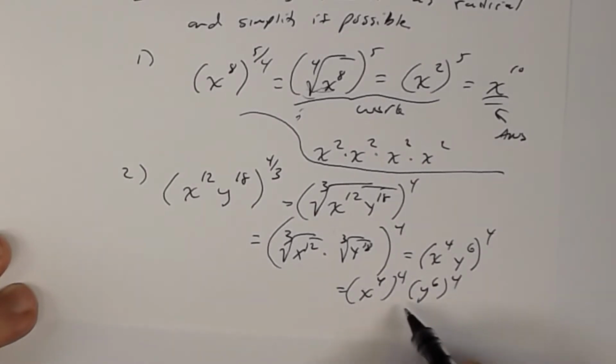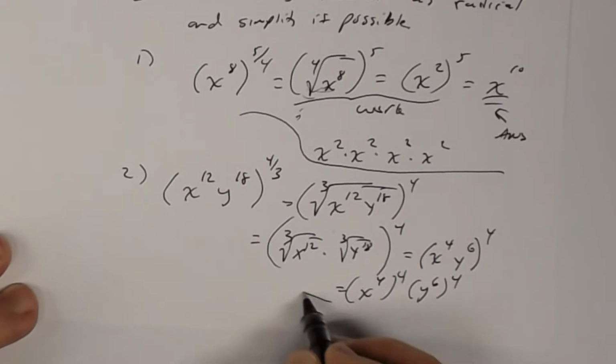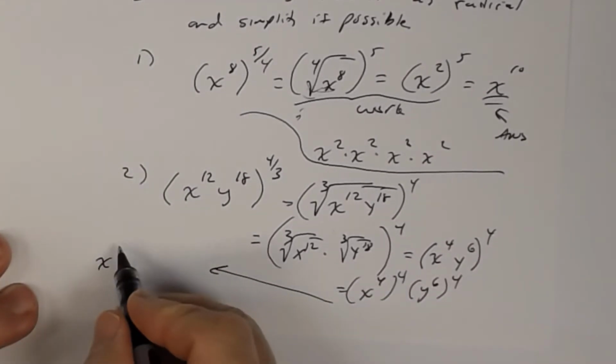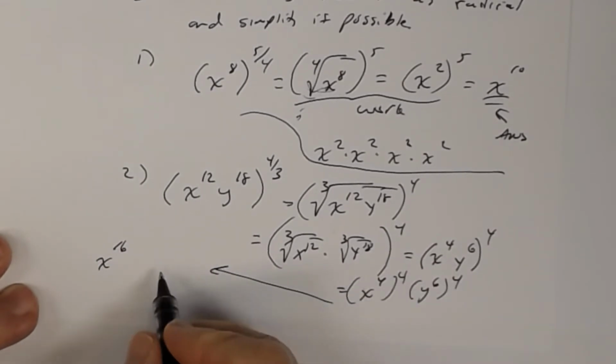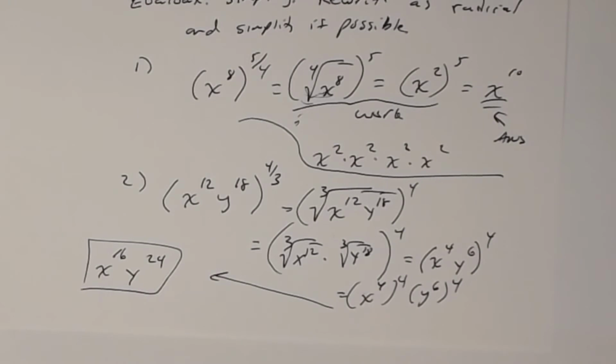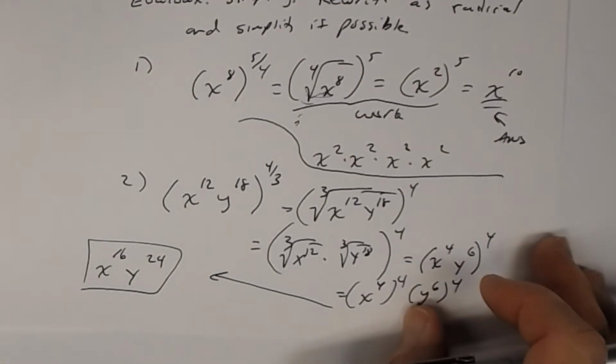And then power raised to a power, your power rule. So this becomes x to the 4 times 4 is 16, and then 6 times 4 is 24. So you have y to the 24th. Okay, so that's your answer. Let's do another one like number 3. So here's number 3.